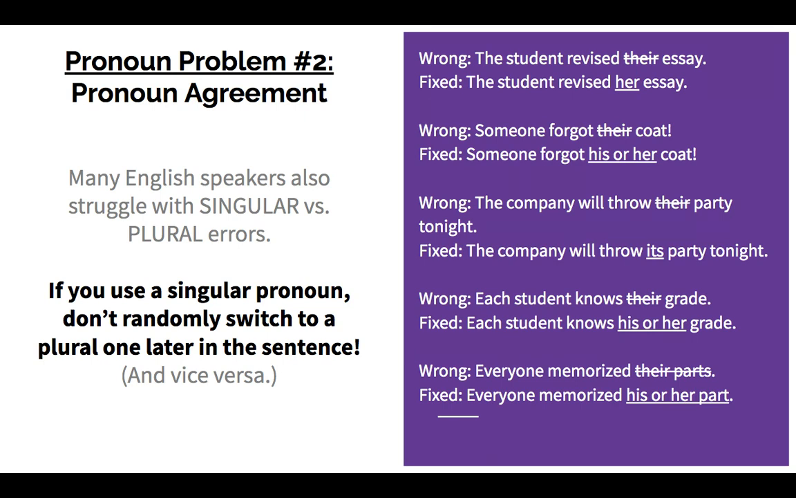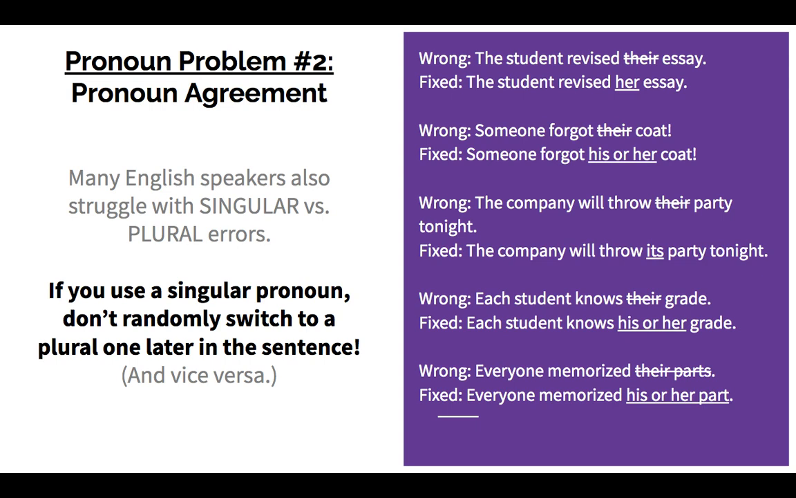Here's the thing. If you use a singular pronoun, you can't randomly switch to a plural one later on in the sentence. It just wouldn't make sense. And vice versa. If you're using a plural pronoun, you can't all of a sudden later on in the sentence switch to a singular one. It won't make sense. So let's look at some problems with the fixes here on the right.